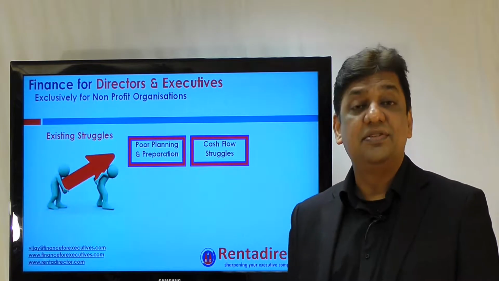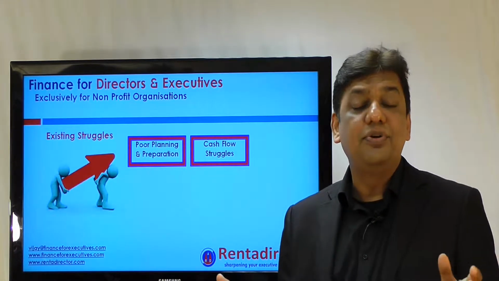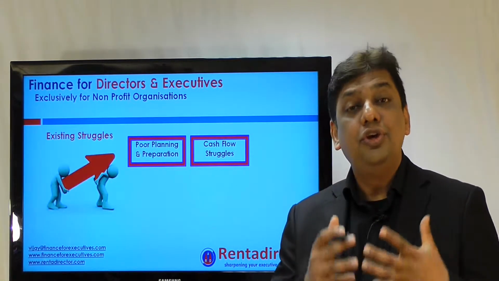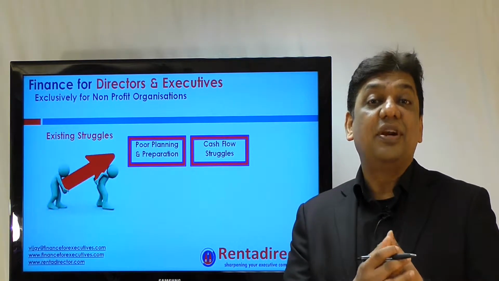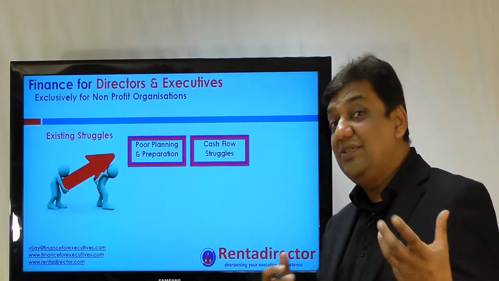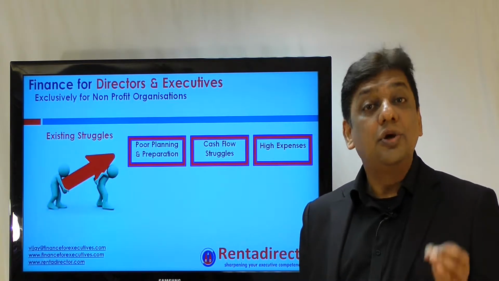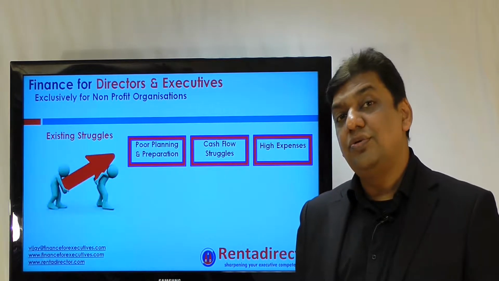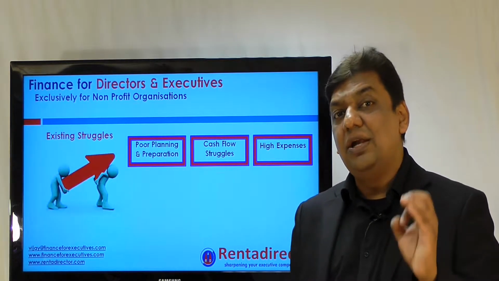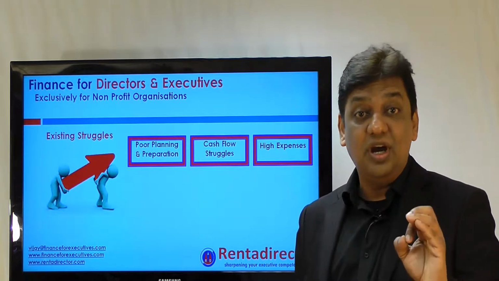Another key problem is cash flow struggles. I noticed that some of the non-profit organizations have this huge problem and they keep on having this struggle as far as cash is concerned. So that is another key problem. The third is high expense. Look, there are ways and means of reducing your cost. You need to revisit your strategy and look into ways and means of cutting those expenses which are high on your agenda.